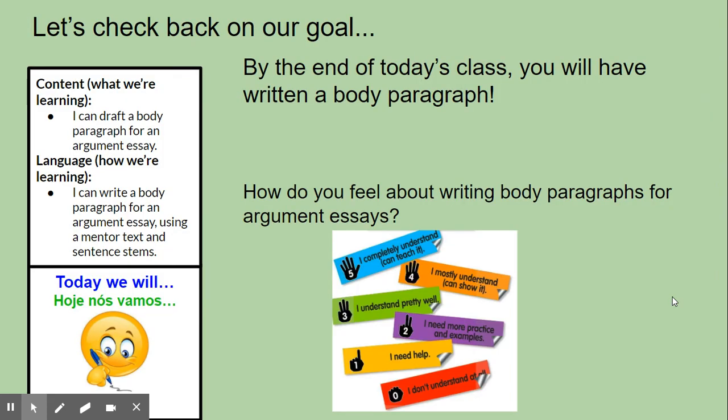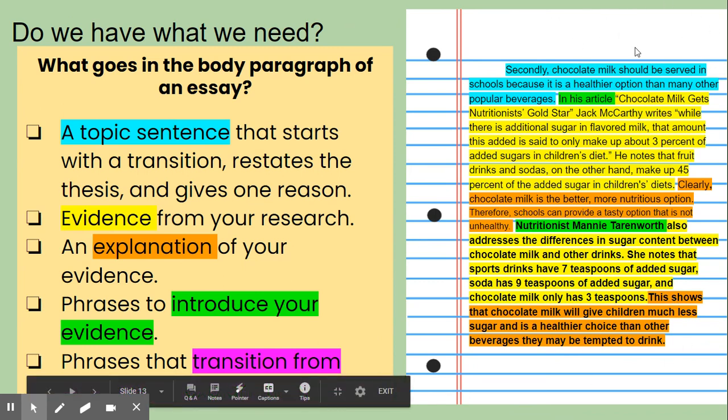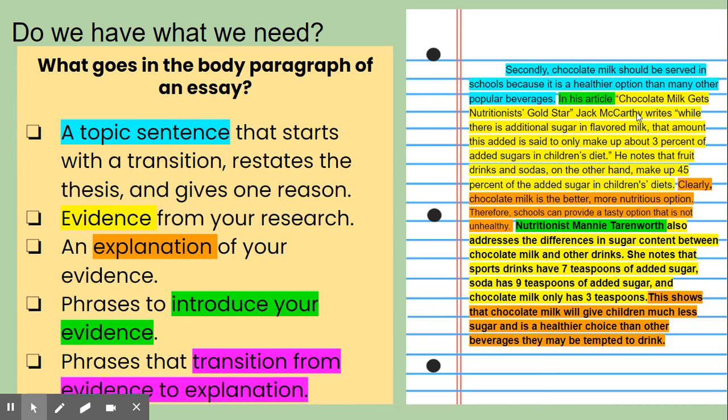All right, so now it's going to be your turn. You are going to go ahead and write your body paragraph, making sure that you have all the parts you need, and you can use our chocolate milk essay as an example. And remember to follow our pattern: topic sentence, evidence, explanation, evidence, explanation.